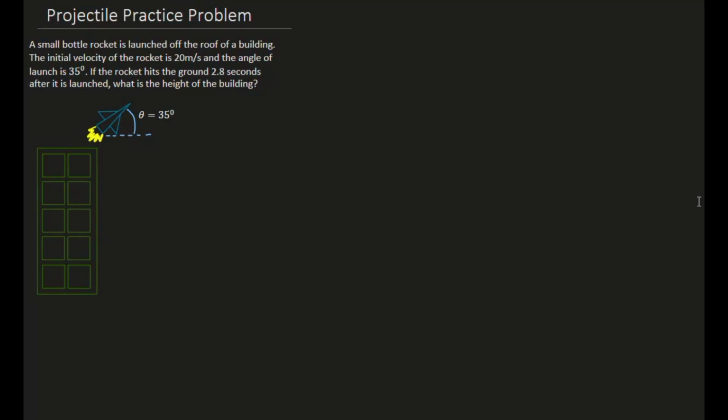A pretty classic example of projectile motion is launching a bottle rocket off the top of a building. So let's say we want to launch a bottle rocket. We want to launch it off the top of the building, and we can start its initial velocity at 20 meters per second. We're going to launch it at an angle of 35 degrees above the horizon. And we want to calculate the height of that building if the rocket hits the ground 2.8 seconds after.